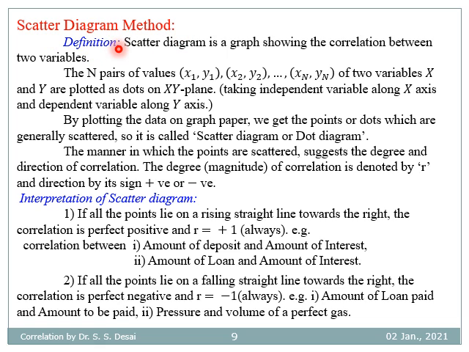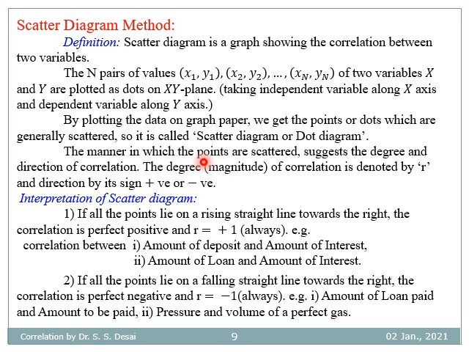So scatter diagram is defined as a graph showing the correlation between two variables. Here n pairs of observations (x1, y1), (x2, y2), ..., (xn, yn) of two variables x and y are plotted as dots on the xy plane, taking the independent variable along the x-axis and the dependent variable along the y-axis. By plotting the data on graph paper, we get points or dots which are generally scattered, and so it is called a scatter diagram or dot diagram.